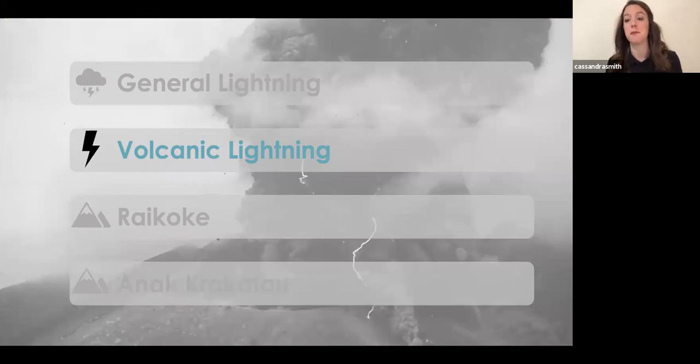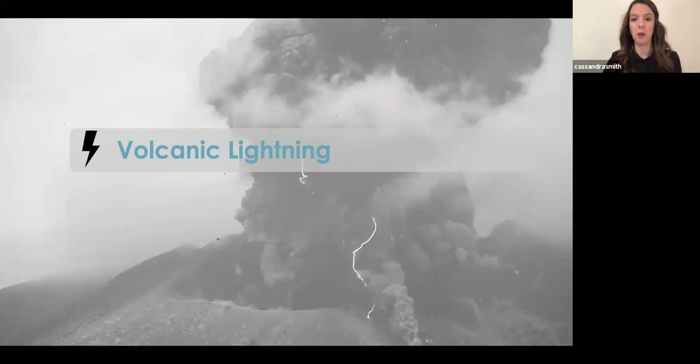So how is this different from volcanic lightning? For volcanic lightning, we're going to talk about some overviews on why we actually care about volcanic lightning at all. It's always a good place to start in a talk, I think.